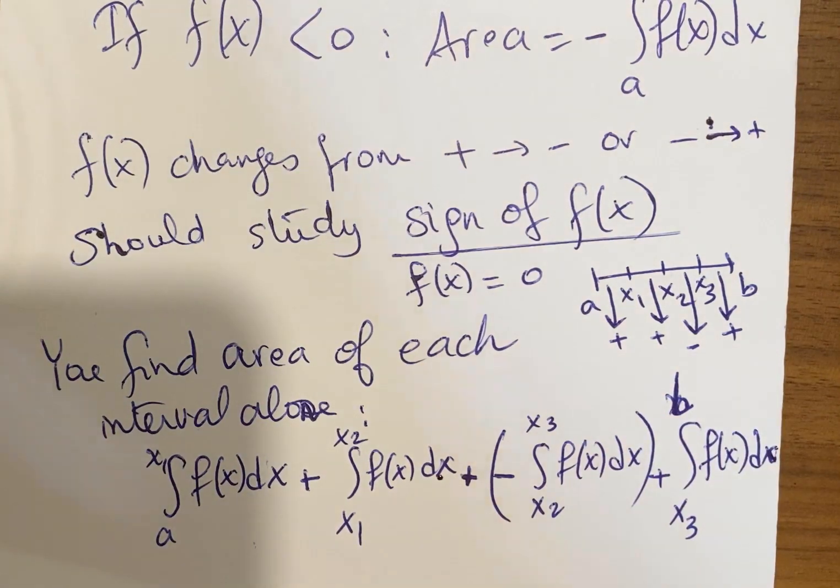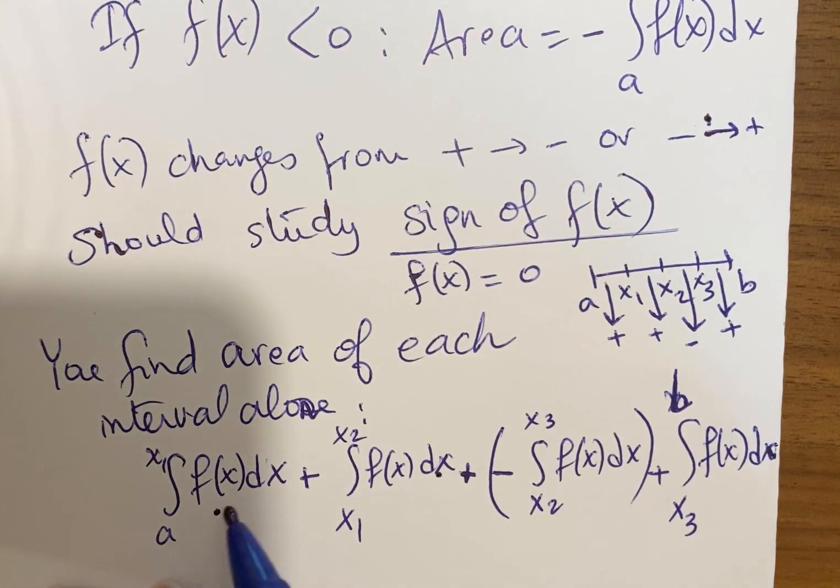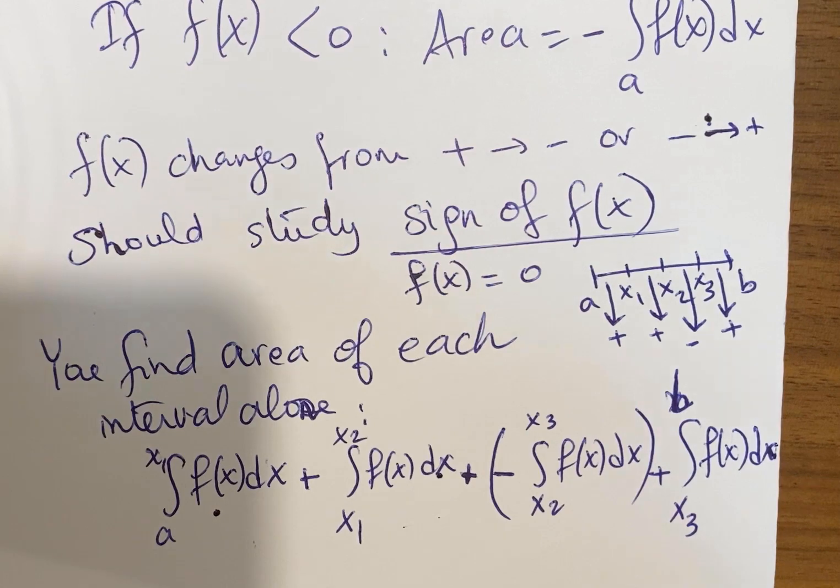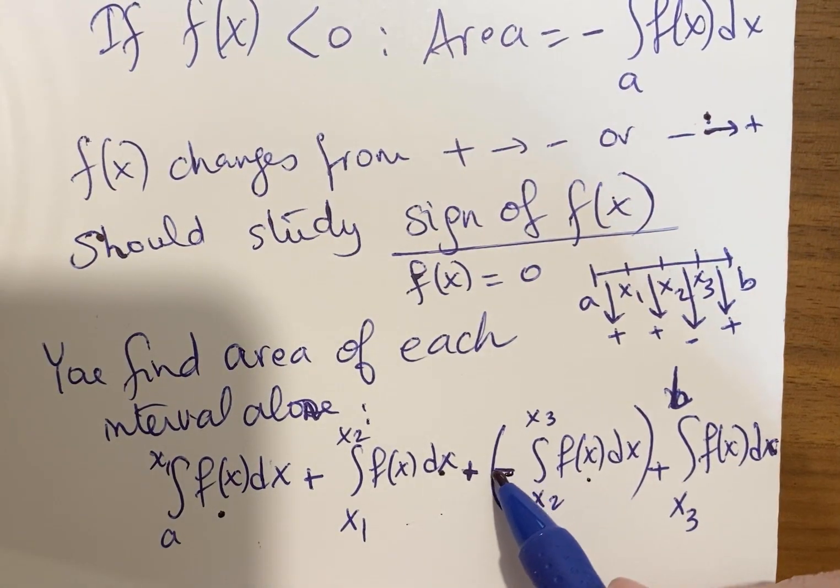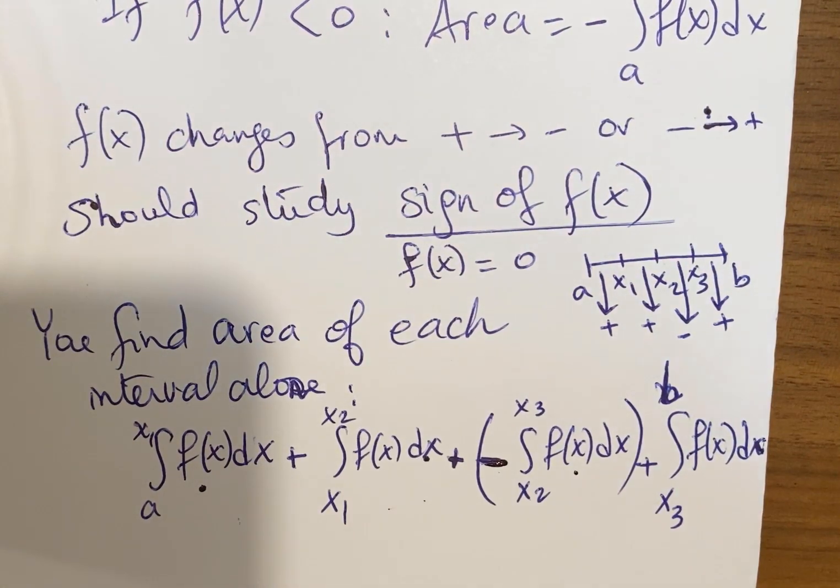I gave so many zeros to show you what happens. You work with each one of the intervals on its own. You get the area of each interval on its own. And then for the parts of the function that were above the x-axis, you just add them. For the part of the function that was below the x-axis, you multiply by a minus sign to change it from negative to positive.